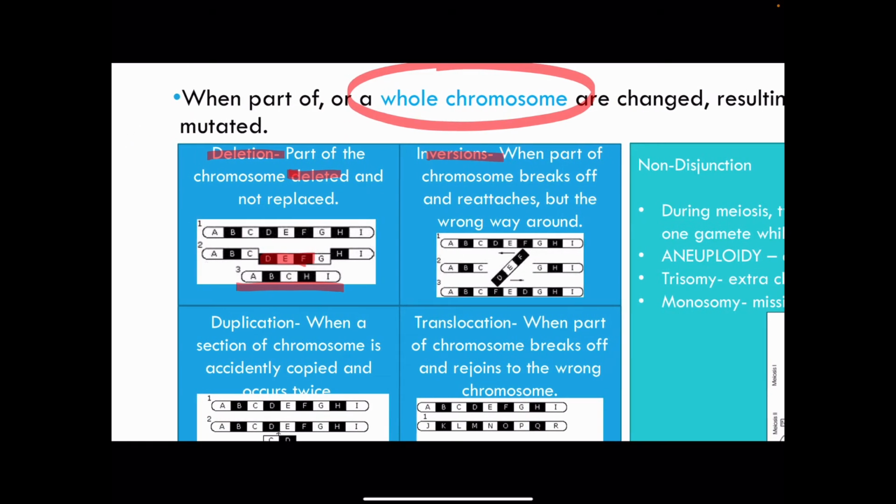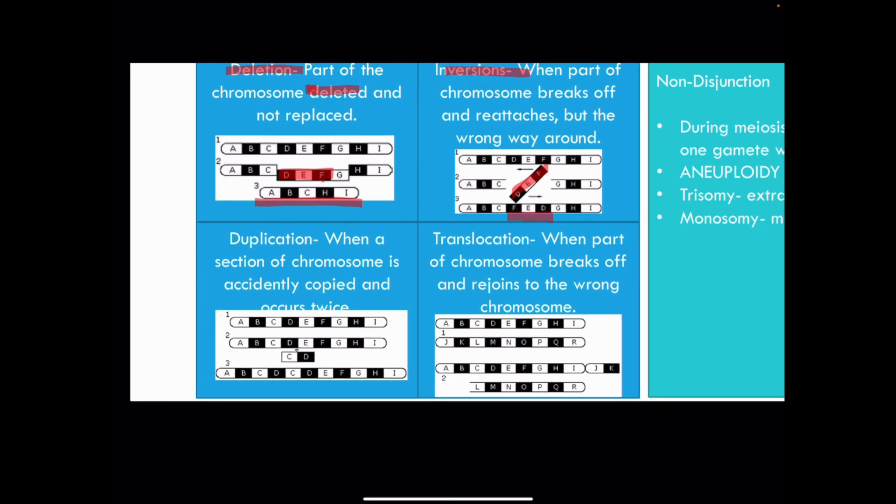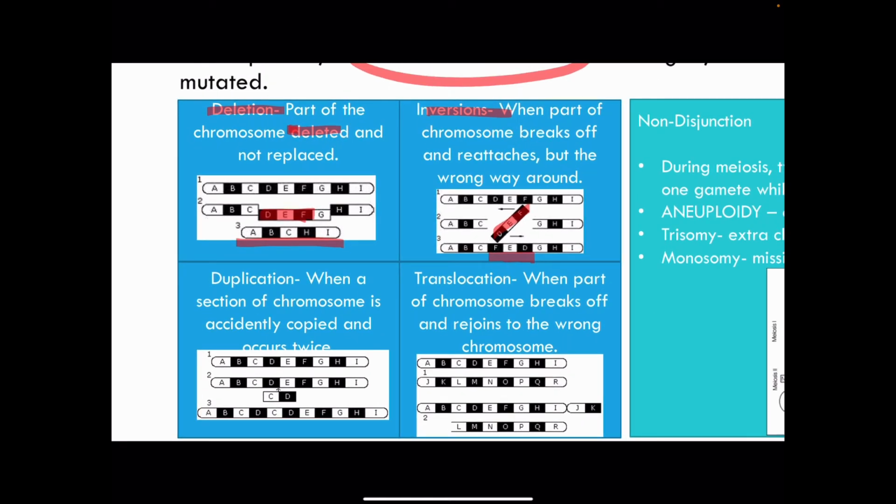With an inversion, a part of a chromosome breaks off and it reattaches, but the wrong way around. So here, this DEF segment has broken off and reattached, but it now reads FED because it's attached the wrong way around. And so that means that when that nitrogenous-based sequence is read in protein synthesis, a different protein is going to be produced.